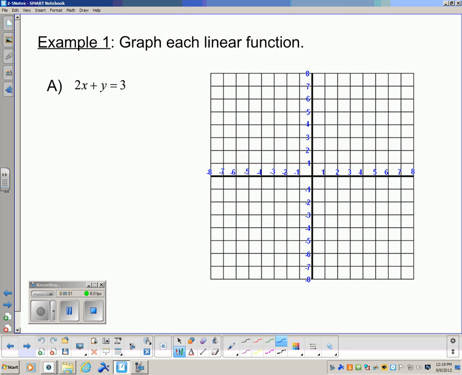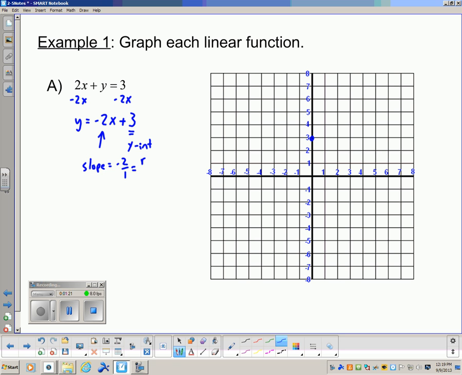So if I wanted to put it in y equals mx plus b form, I could go ahead and subtract 2x from both sides of my equation here, and end up getting y equals negative 2x plus 3. So 3 right there is my y-intercept. So I can go ahead and graph out the y-intercept here. And then the slope here ends up being negative 2, and I'm going to put that over 1.